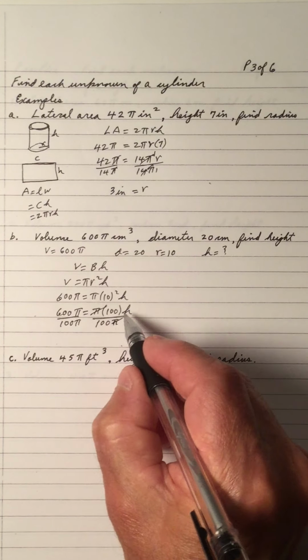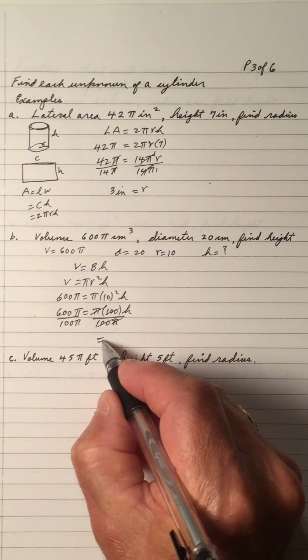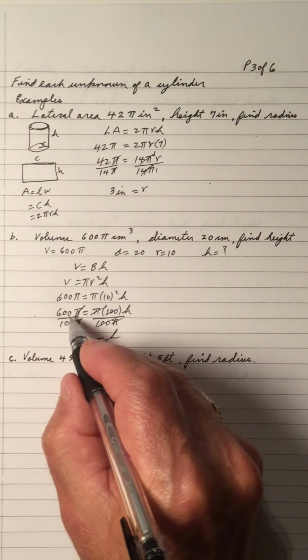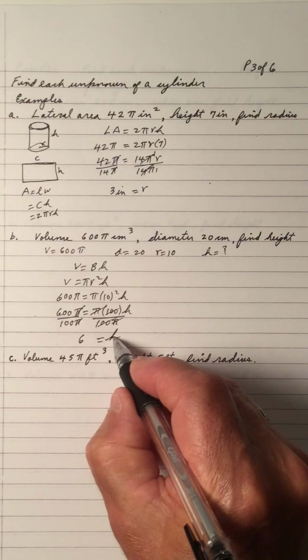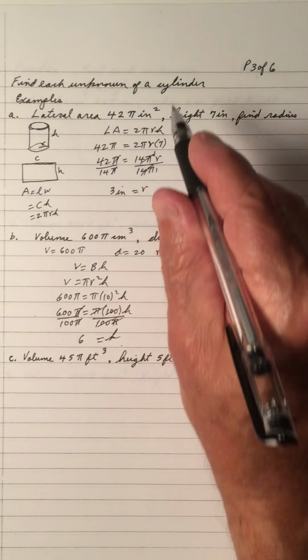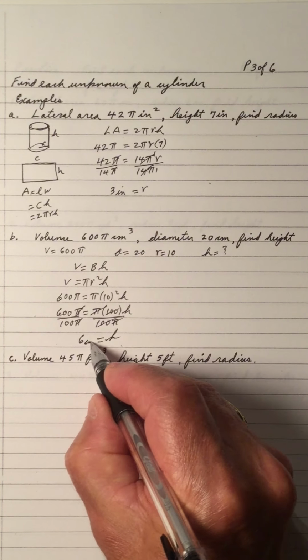And the pi's cancel out, the hundreds cancel out, so we get an h. Pi's cancel out, 600 divided by 100 is 6. So the height of the cylinder is 6 centimeters.